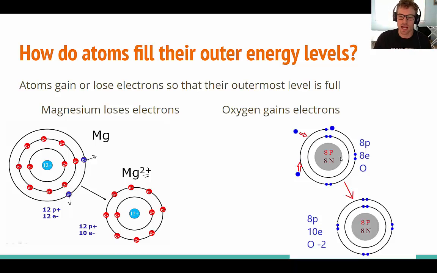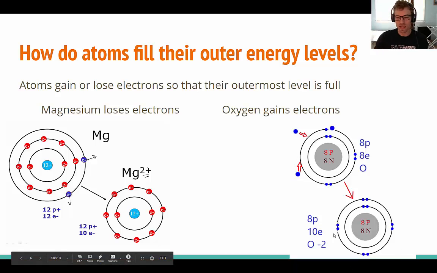Let's move over. Let's take a look at oxygen. Oxygen has 8 protons and 8 electrons. So it's got 2 electrons in the first level. It's got 6 in the second level. All right. Now it wants to get to 8 in that outer level. 2 options. It could either lose these 6 and then go down to the first energy level, which would have 2 and be full, or it could gain 2 electrons. So it's much easier to gain 2 electrons than it is to lose 6. So it's going to add on 2 electrons.